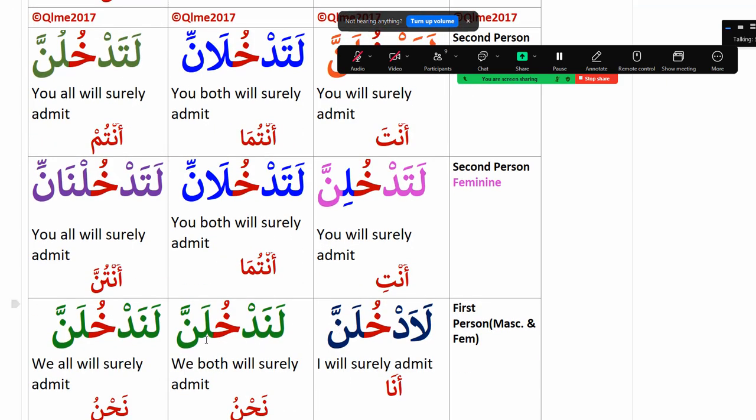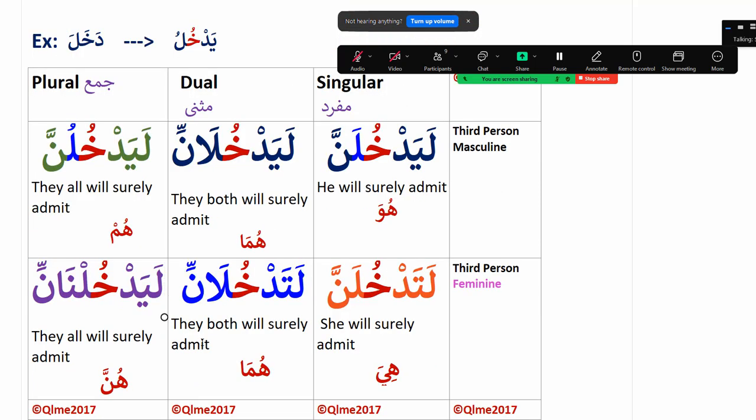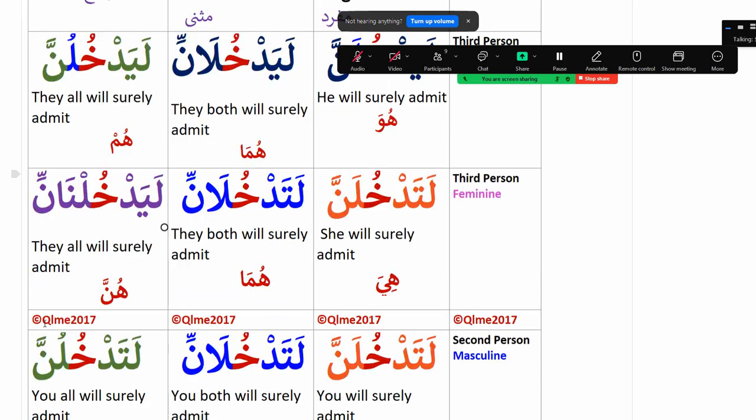La'adkhulanna. Lanadkhulanna. Who wants to try this? Yes, sister. Please. ليدخلن. ليدخلان. MashaAllah. ليدخلن. MashaAllah. لتدخلن. لتدخلان. ليدخلنان. MashaAllah. Tabarakallah. Very good.